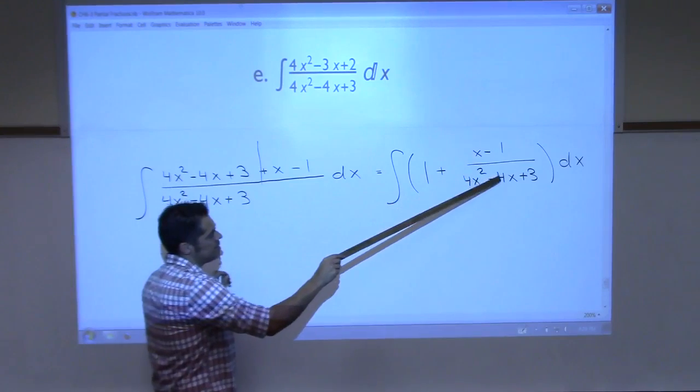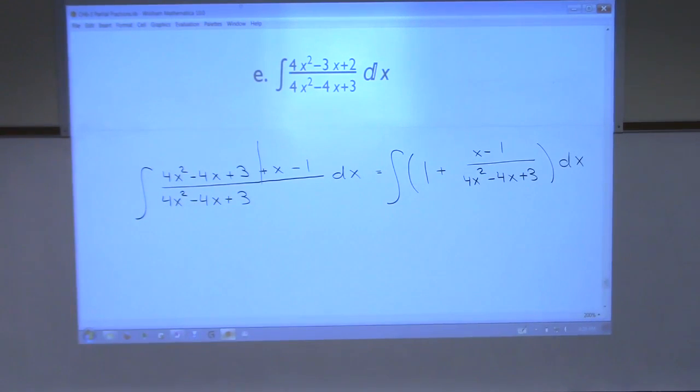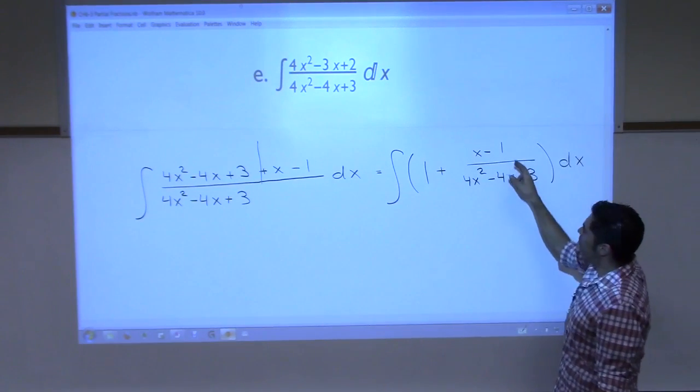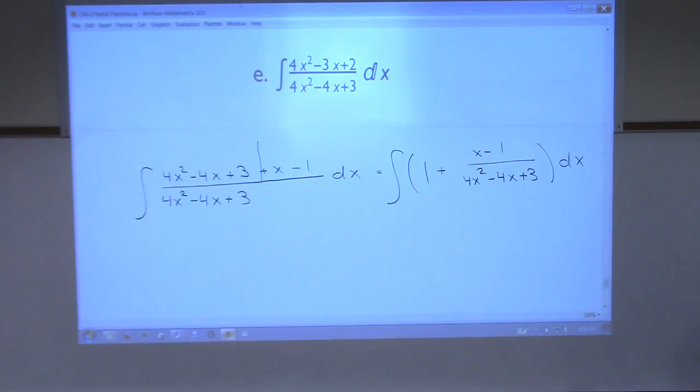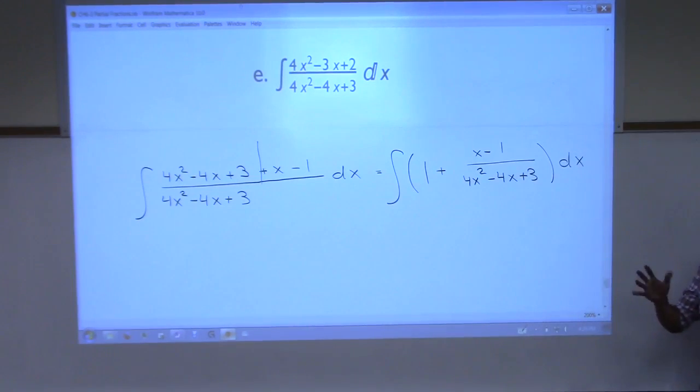How about this? You don't have to do long division, right? So what do you see? This is linear over quadratic. How do you handle linear over quadratic? Pardon? Complete the square? Yes. I'll say yes and no. Yes and no?